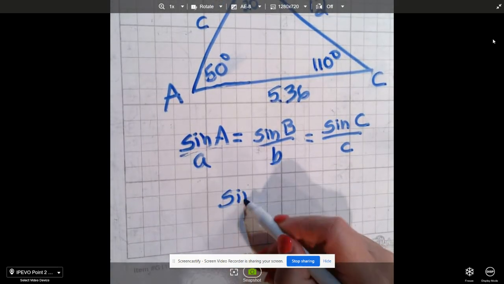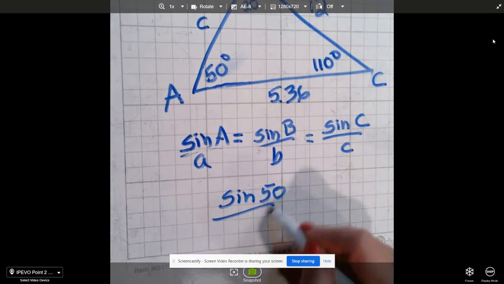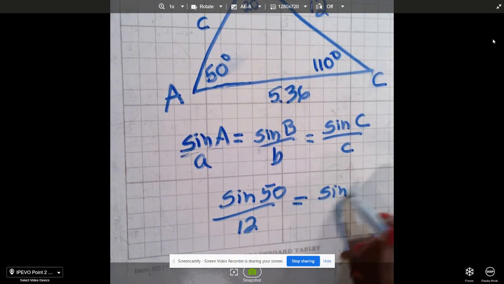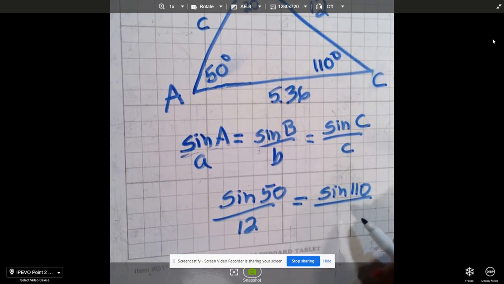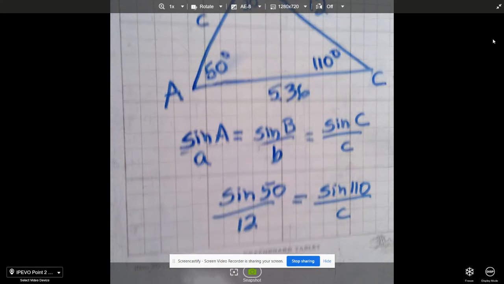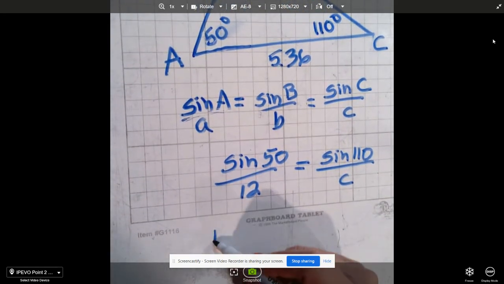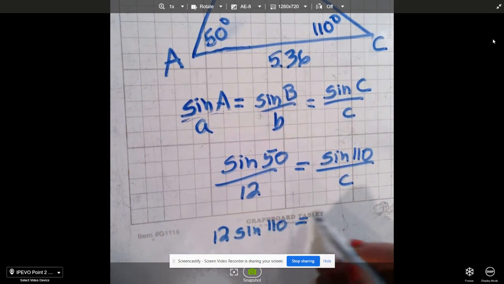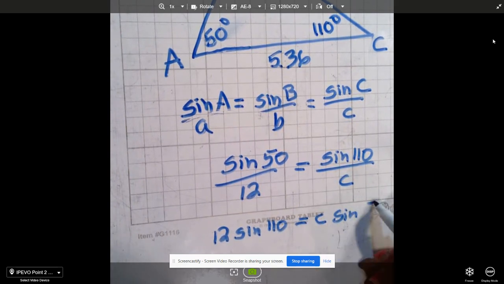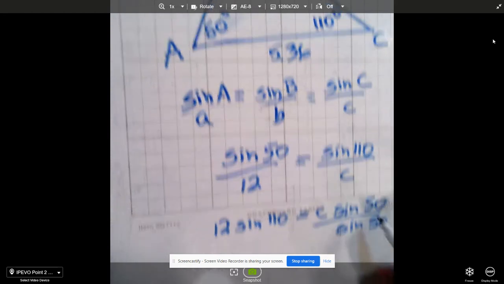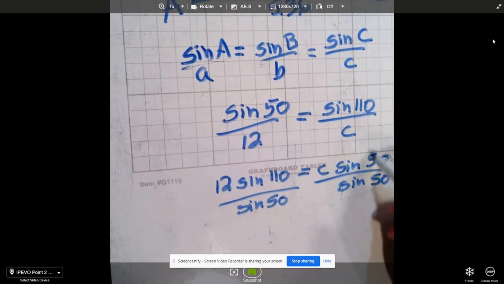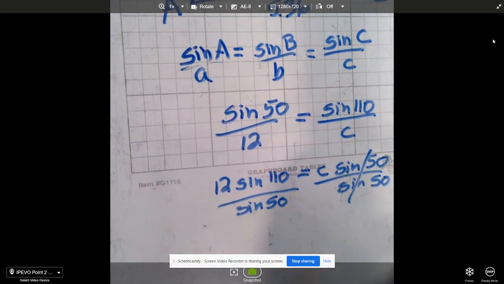So I'm going to say the sine of 50 over 12 equals the sine of 110 over C. Once again, I'm going to cross multiply. 12 times the sine of 110 equals C times the sine of 50. I'm going to divide both sides by the sine of 50. These will cancel out, and I'll have my value of C.